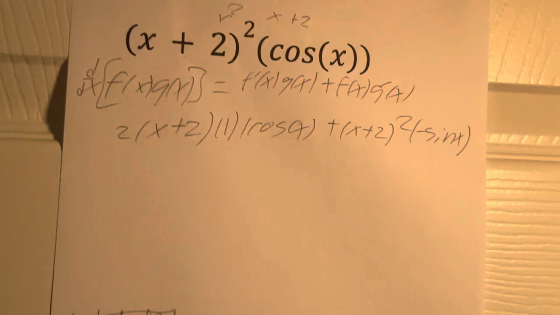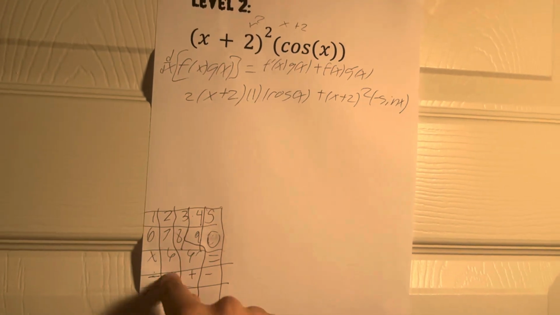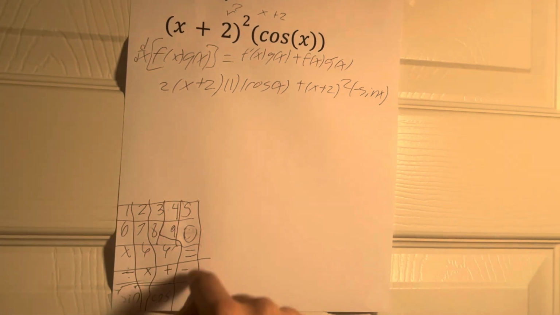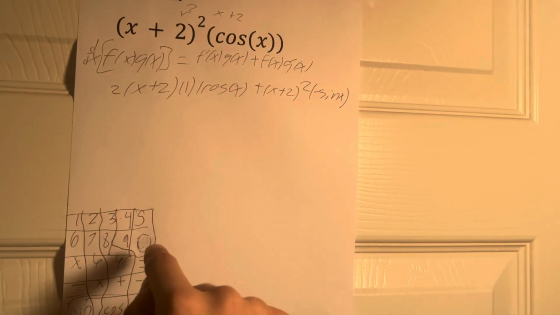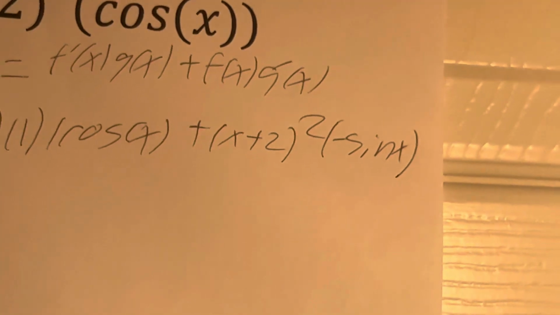All right, let's plug that in. That's 2 times x plus 2, times 1, times cosine x, plus x plus 2 squared times negative sine x.